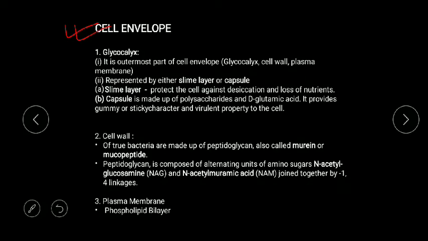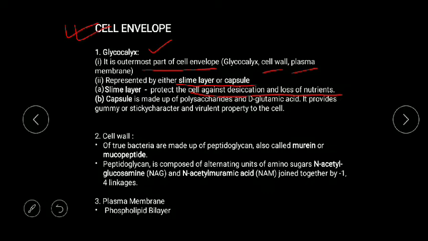Next, we discuss this in detail. First we talk about the cell envelope. The cell envelope consists of glycocalyx, as we have studied. It is the outermost part of the cell envelope, and inner to the glycocalyx you will find the cell wall and plasma membrane. This glycocalyx is represented by either a slime layer or a capsule. This slime layer protects the cell against desiccation and the loss of nutrients.